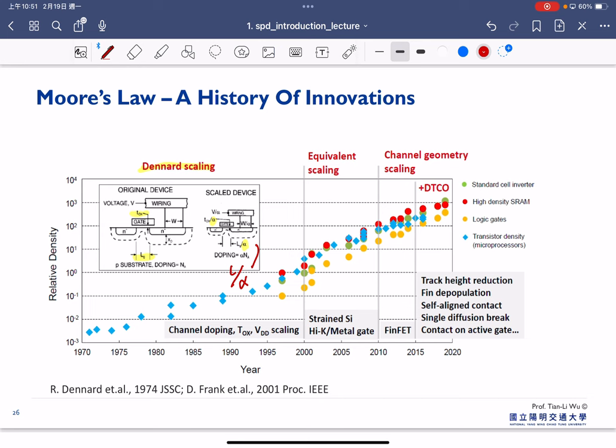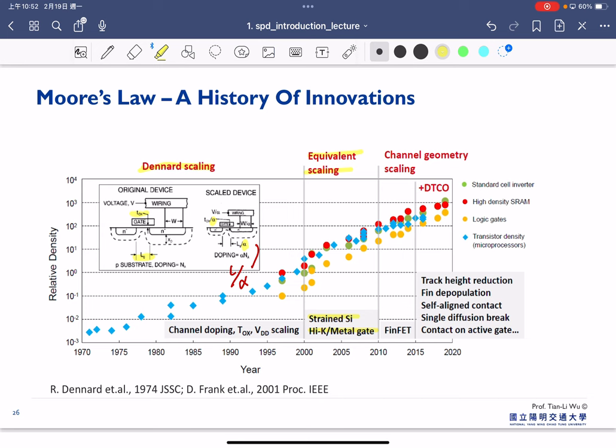But later we found out that it's not possible to continue conventional constant scaling because there are certain bottlenecks. For example, we have reliability issues, dielectric leakage issues, and substrate leakage issues. So later on, people proposed using equilibrium scaling, which we also mentioned, using strained silicon and high-K metal gate. Later in this class, we will also talk about what this means for equilibrium scaling.